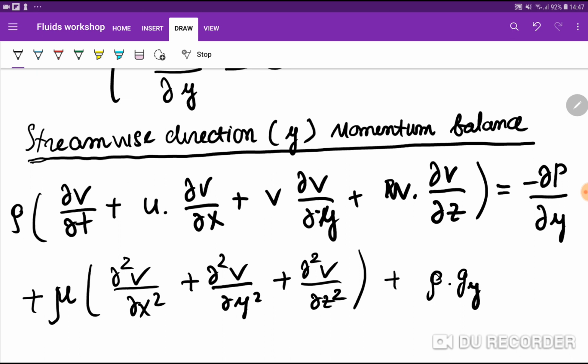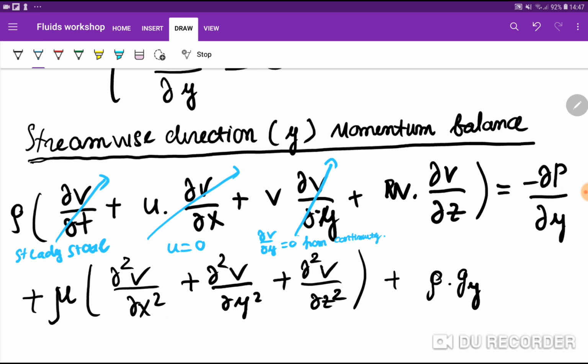So can we simplify this equation? Yes, we can. This term vanishes because, again, this is steady state. This term vanishes because u equals 0. This term vanishes because of the continuity equation, so partial v over partial y is 0 from the continuity equation. This term vanishes because w equals 0. This term vanishes because we have proven it above.